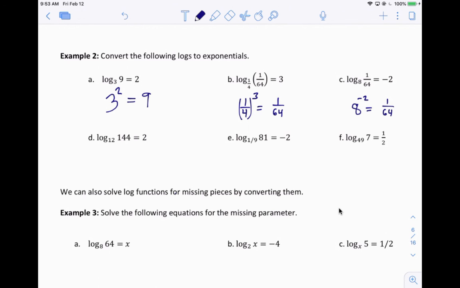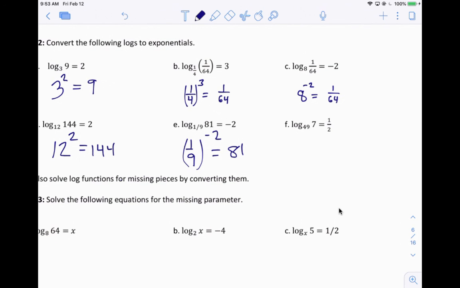All right, the last 3 read, what power takes 12 and gives you 144? That power is 2. What power takes 1/9 and gives you 81? That power is -2. What power takes 49 and gives you 7? Careful, it does not give you 1/2. People try to think of this way, they end up accidentally switching it. That power would be 1/2 because we know 49 square rooted is 7.